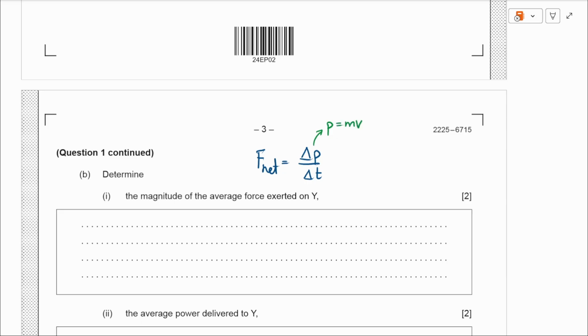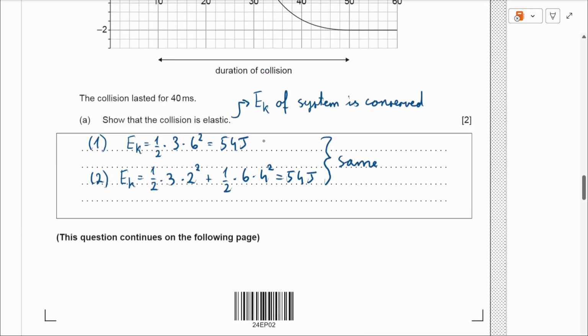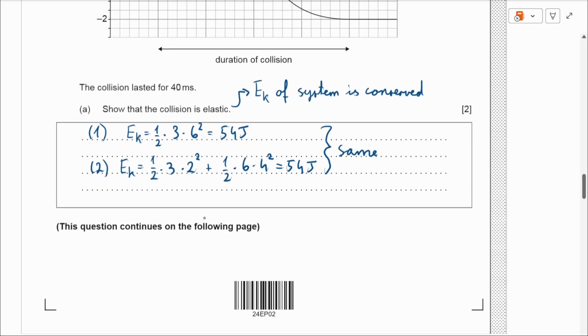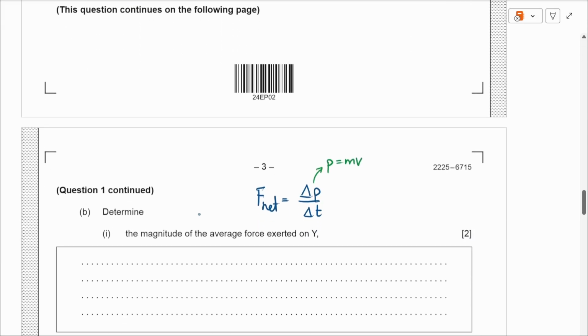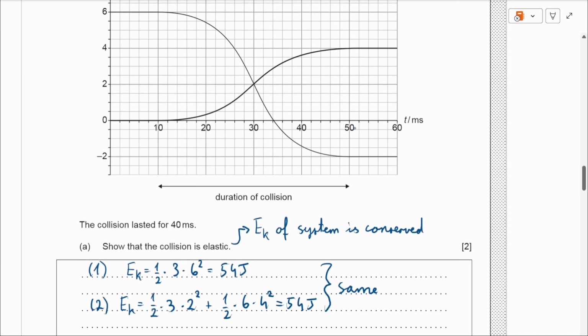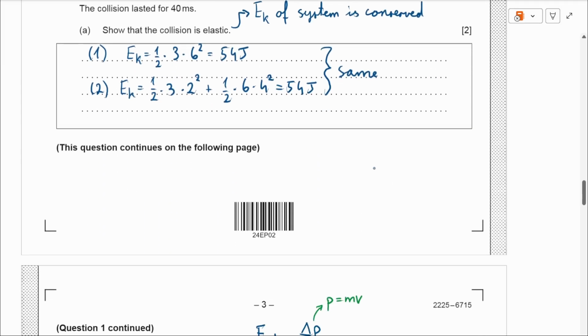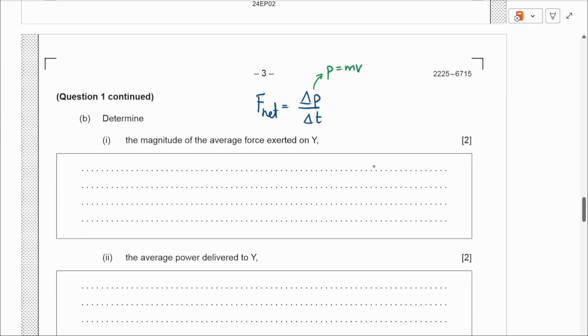So in this case, the mass of car Y is obviously constant. It's the velocity that is changing, and we know that the collision lasted 40 milliseconds. So we just have to see that in this 40 milliseconds, how much did the speed of car Y change? And we see that at the start it was 0 meters per second, and it went all the way up to 4 meters per second. So the change in velocity was 4 meters per second.